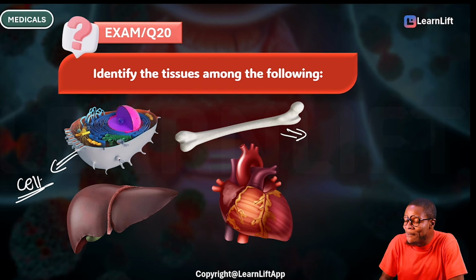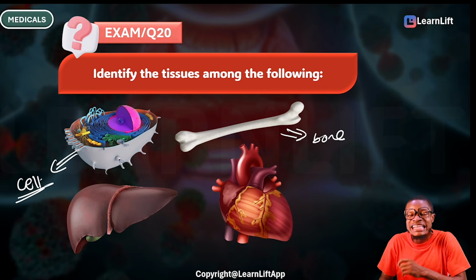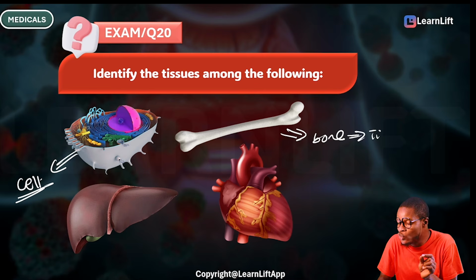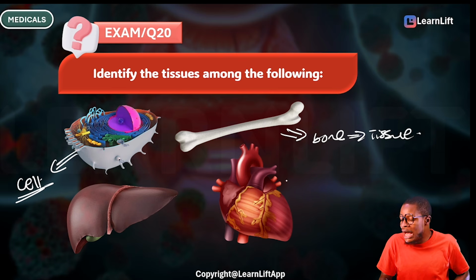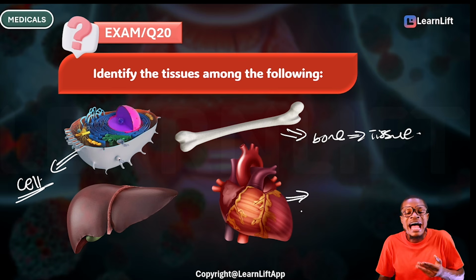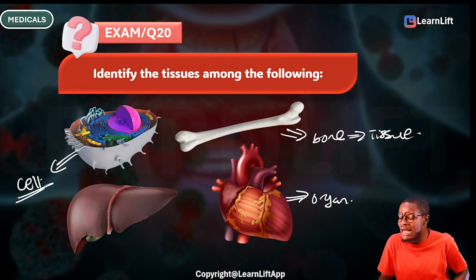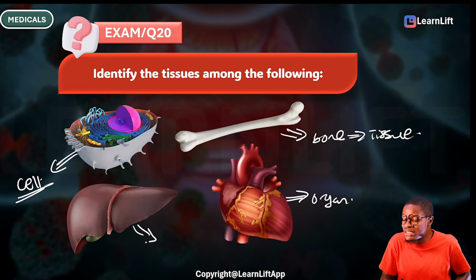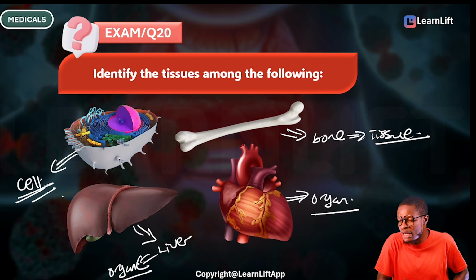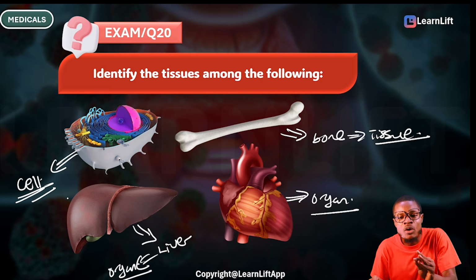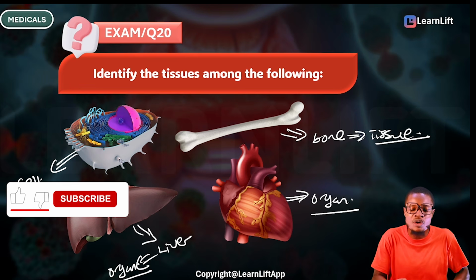This here is your bone. Your bone is a tissue. So bone is tissue. And this guy that we have here, this is your heart. Heart is what? An organ. So this is at organ level. And this is liver. Your liver, of course, is an organ. You can see that this is at organ level. This is at tissue level, and this one is at cellular level. Identify the tissues among the following. What's the tissue there? Of course, bone becomes the correct answer.